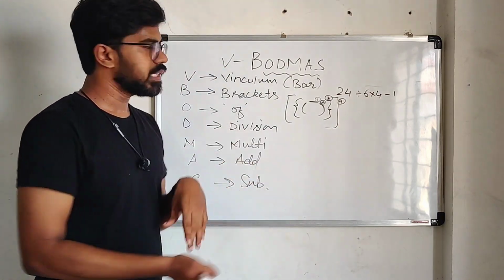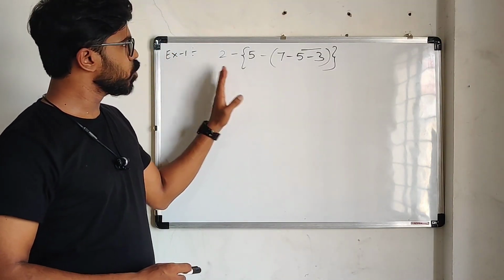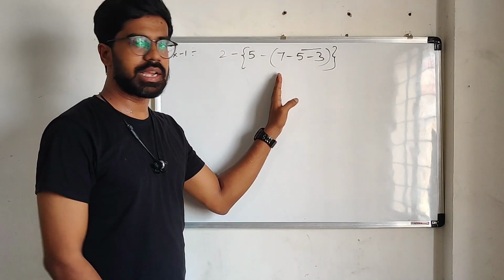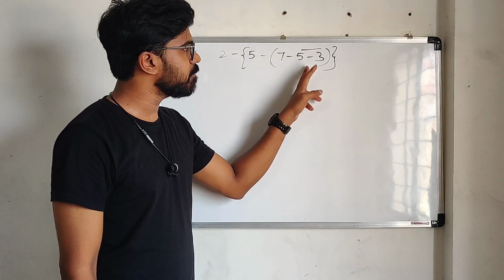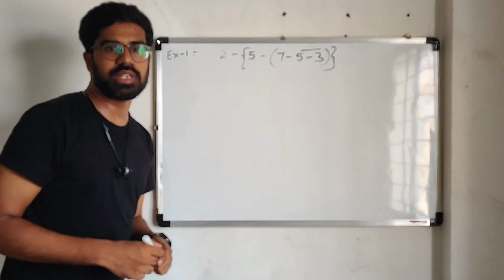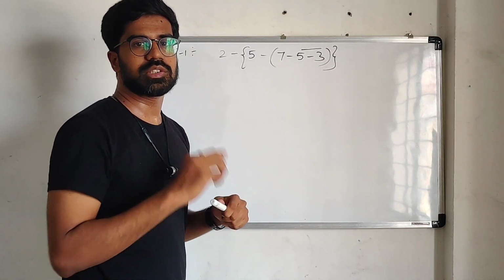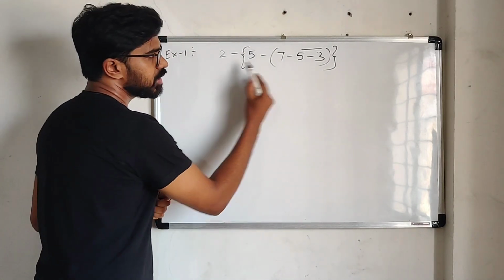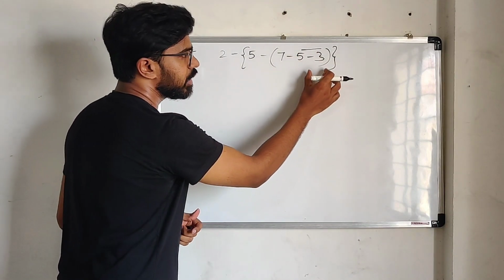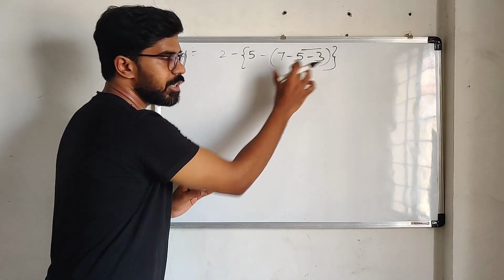Alright. Quickly we will see some examples. The first example we have here is 2 minus curly bracket 5 minus round bracket 7 minus 5 minus 3 with a bar over 5 minus 3, then the brackets are closed. Now if you observe this expression carefully, like we discussed earlier, in BODMAS you have to give the first preference to the bar. Do you see a bar here? Yes. Where is the bar? Exactly above 5 minus 3. So while starting my expression, I will always solve 5 minus 3 first.